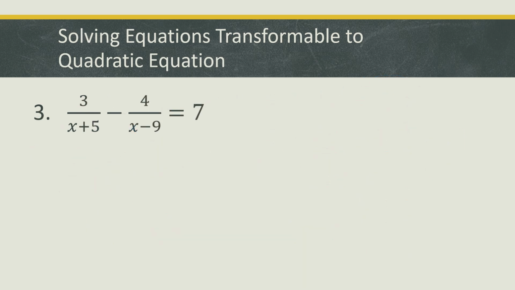Another example, number 3. We have here 3 over x plus 5 minus 4 over x minus 9 equals 7. So the first thing that we need to do is to get its LCD: x plus 5 and x minus 9. So again, divide the LCD by the first denominator, x plus 5. That will leave us x minus 9. So 3 times x minus 9.